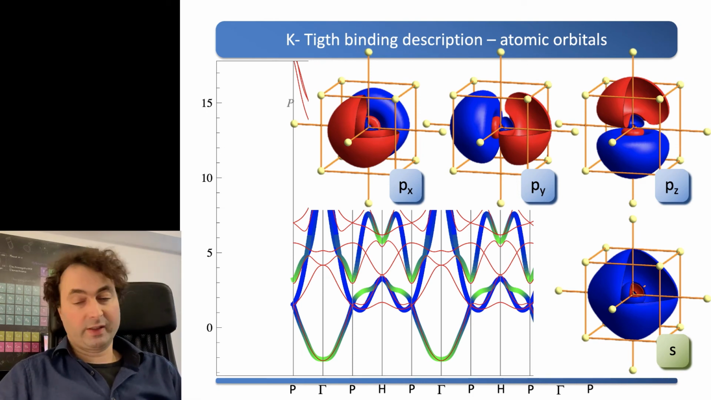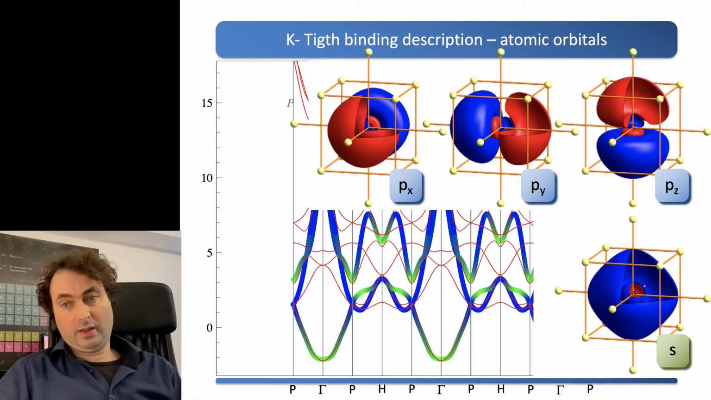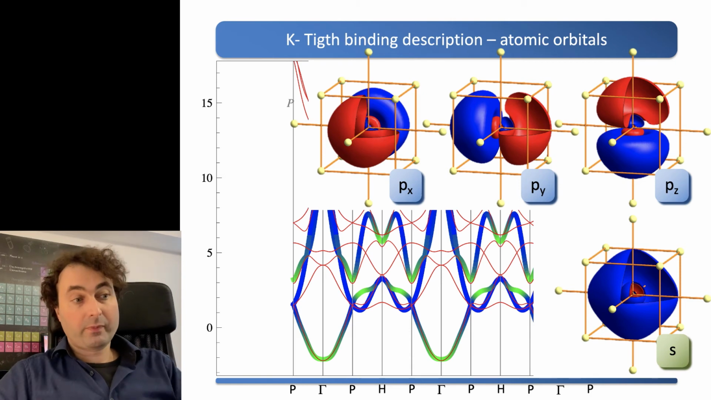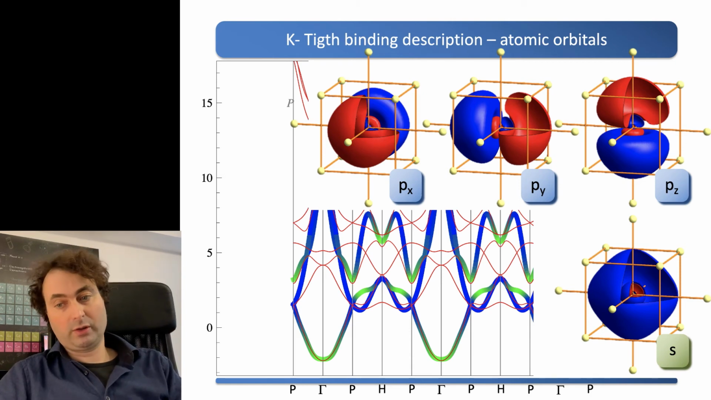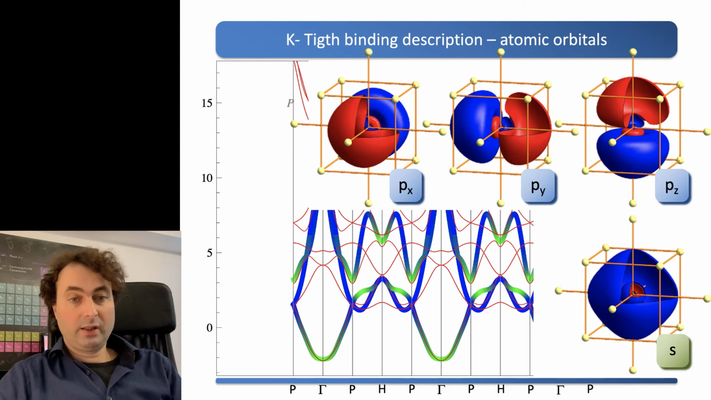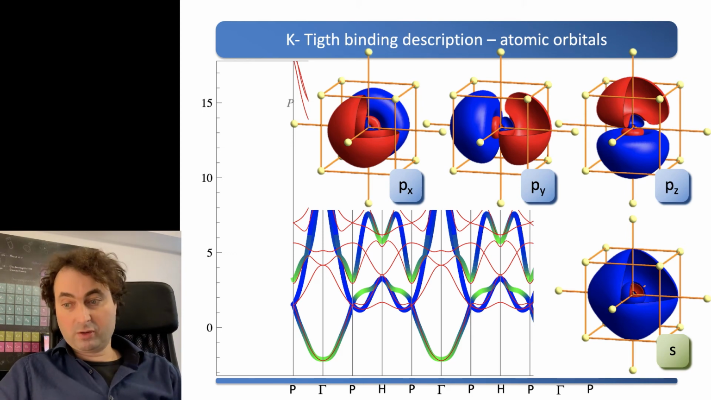Or in terms of free electrons, the heavier the atom, the bigger the unit cell in real space, the smaller the unit cell in reciprocal space, and therefore the more folding of your bands you get.